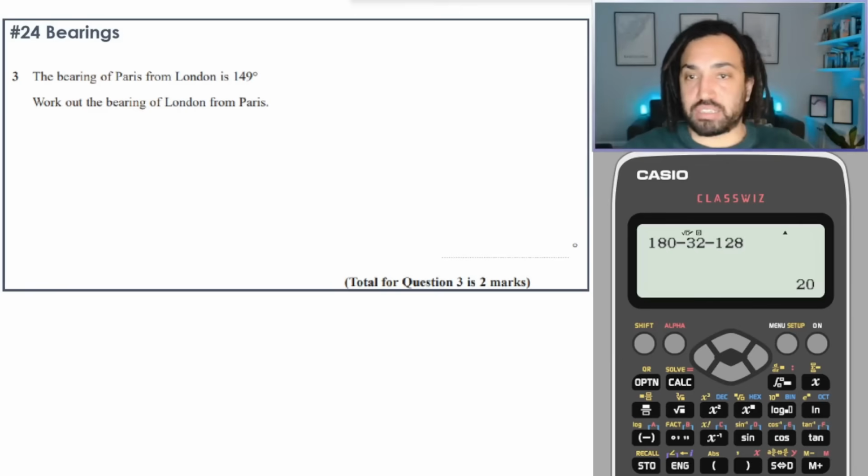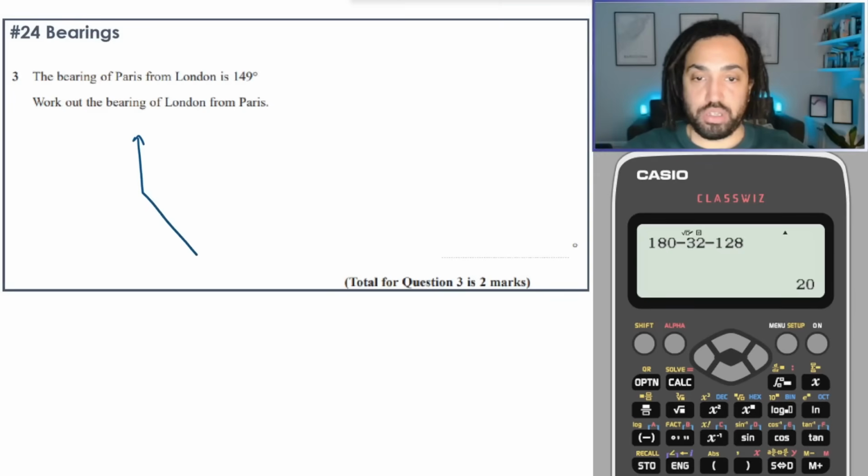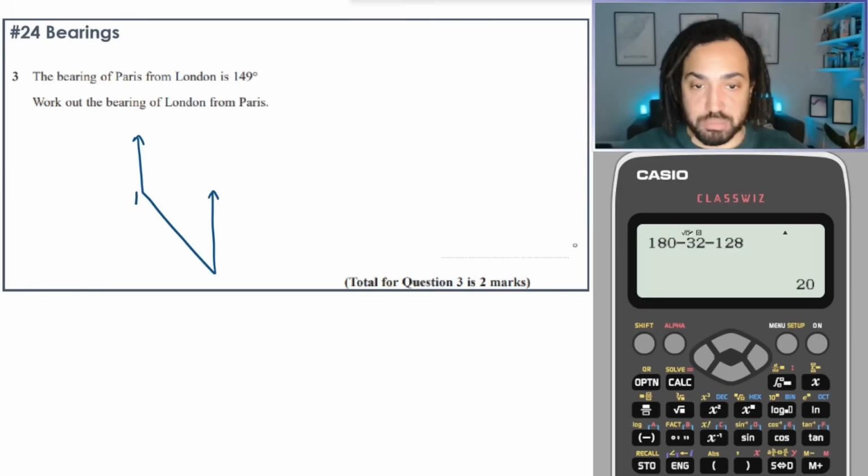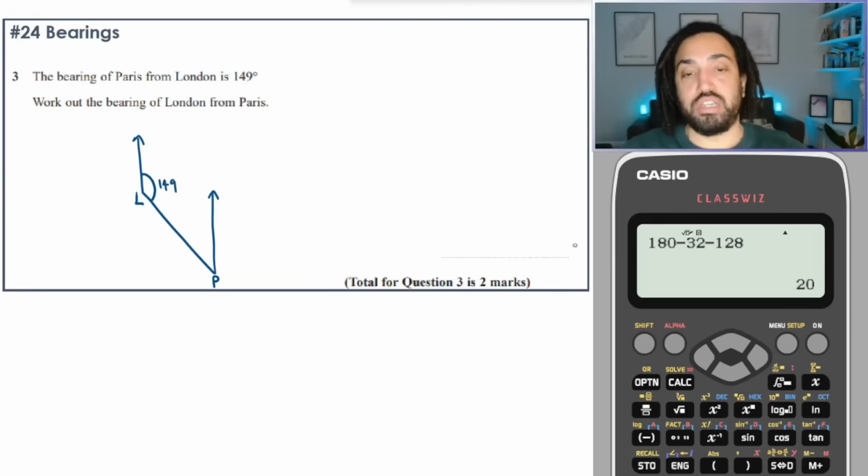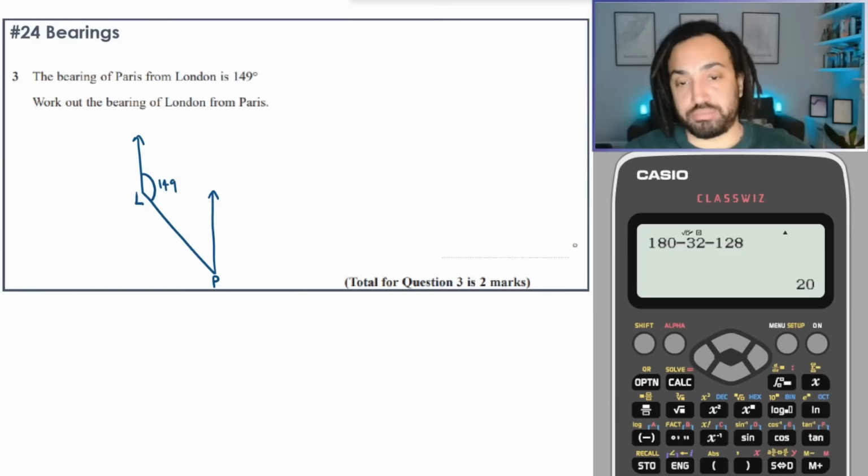Okay, bearings. So we have the bearing of Paris from London is 149. Okay, so let's do this the long way, just so we can show the understanding. So Paris from London, which means this is London where we're starting, and this is Paris down here. And if I measure it from north, which is how bearings are measured, and if I measure it clockwise, again, how bearings are measured, then that is 149.